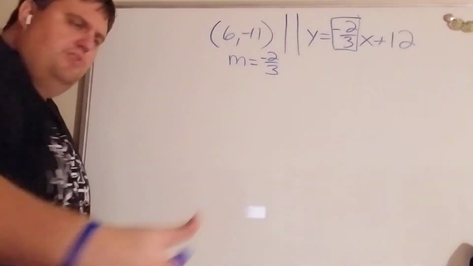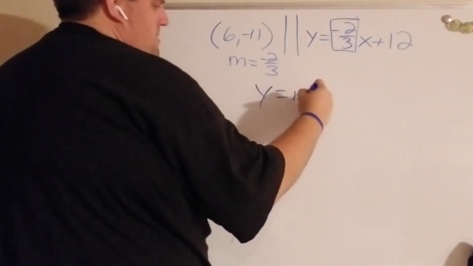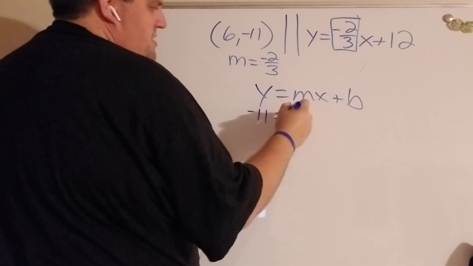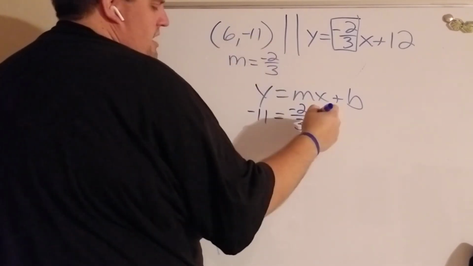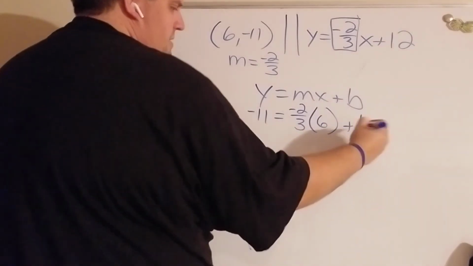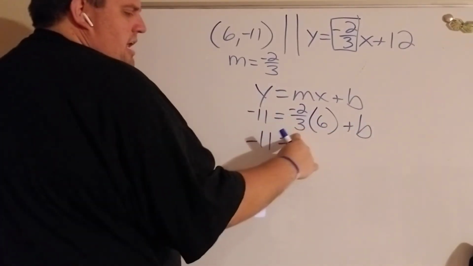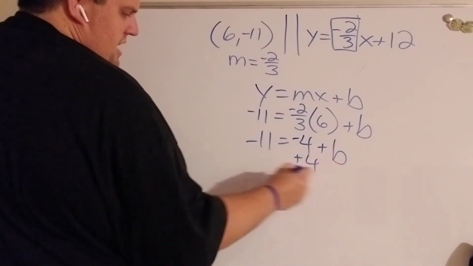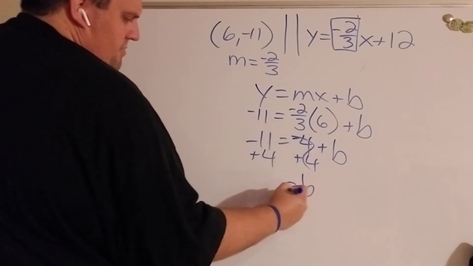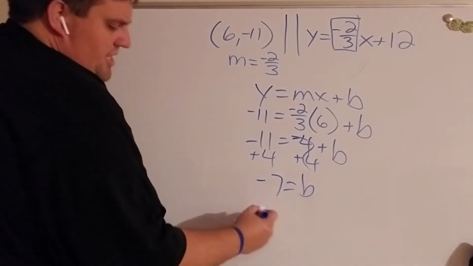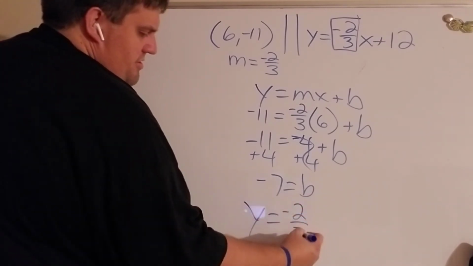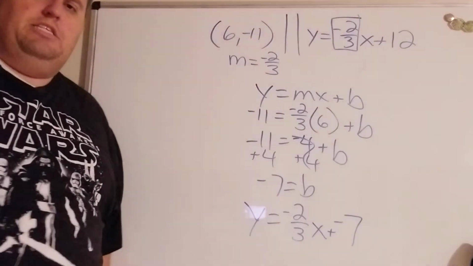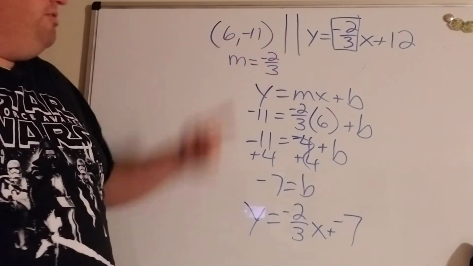That's all I'm going to take from that equation, and now I can write my y equals mx plus b and plug in stuff. So the y value is -11, slope's -2/3, the x is 6, and we don't know b. -2/3 times 6 is -4. Add 4 to both sides, and b equals -7. So this line is going to be y equals -2/3 x plus -7. That line is parallel to this line and goes through that point.